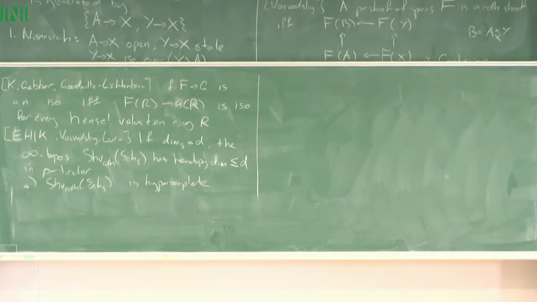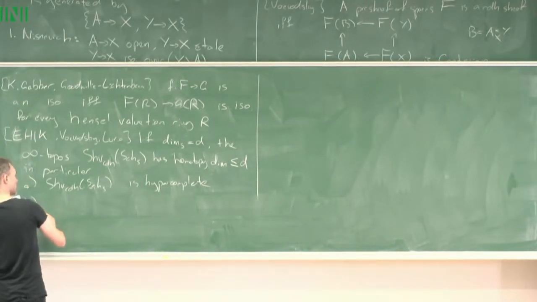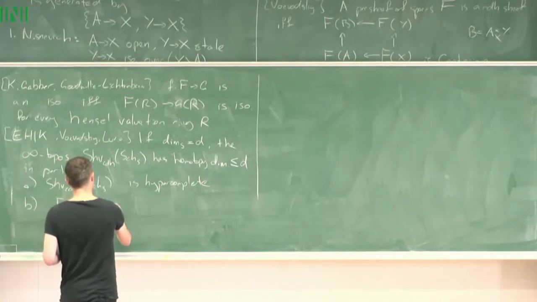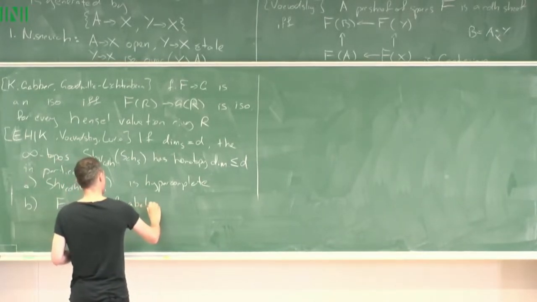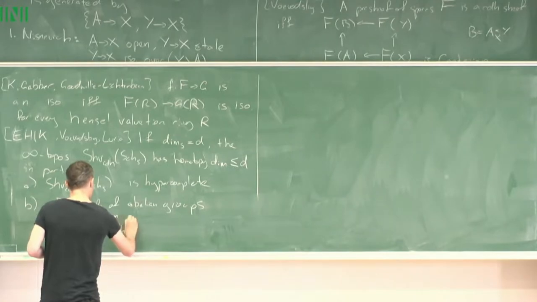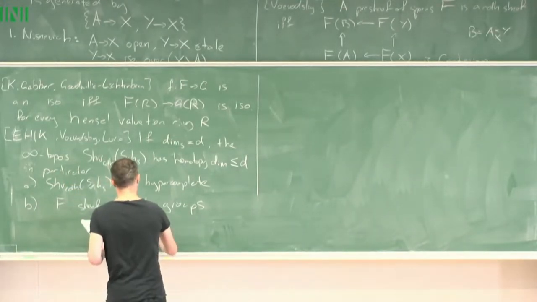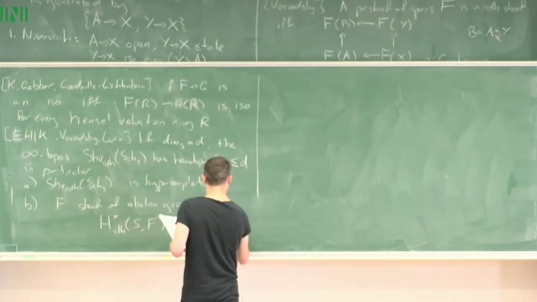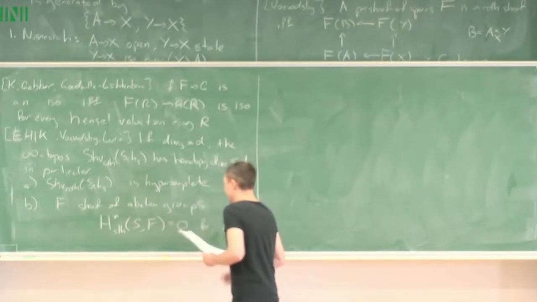This means a pre-sheaf of spaces will have descent with respect to Čech hypercoverings if and only if it has descent with respect to all hypercoverings. And a second nice property is that the cohomological dimension is bounded. So if F is a CDH sheaf of abelian groups, then the CDH cohomology vanishes for n bigger than the dimension of S.